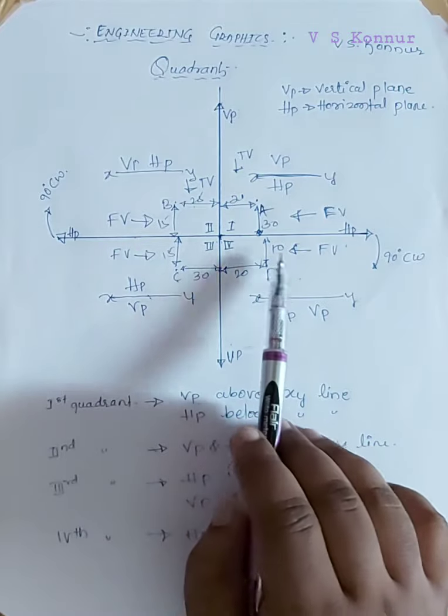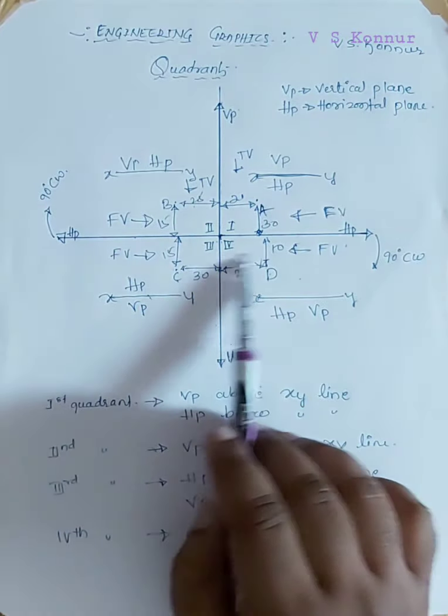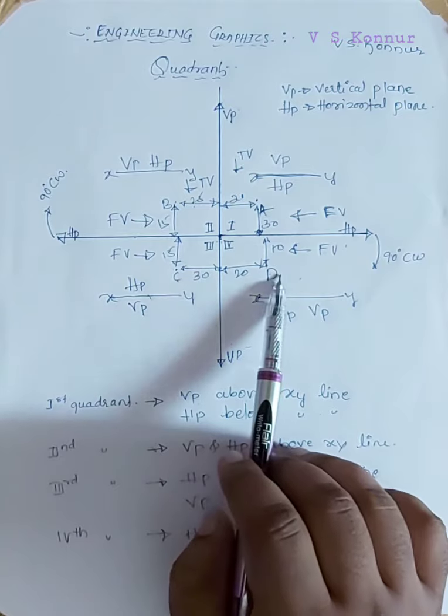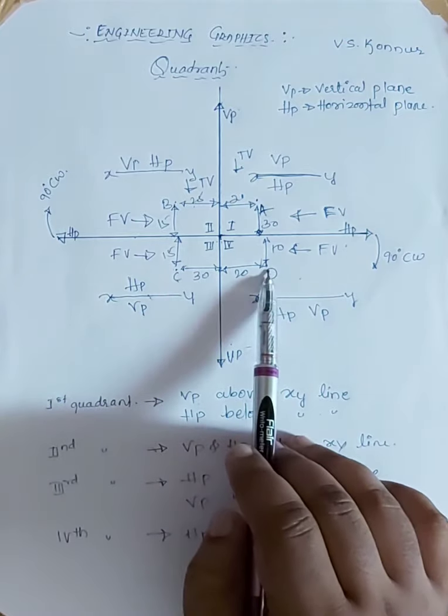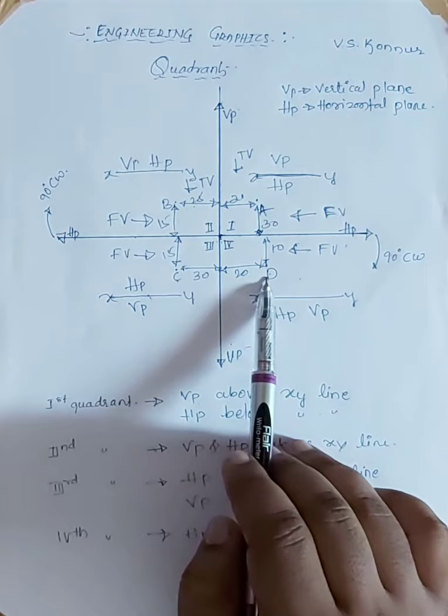This is when you are viewing from the top, and this is when you are viewing from the front side. Point D can be defined as a point which is 10 mm below the horizontal plane and 20 mm in front of the vertical plane.